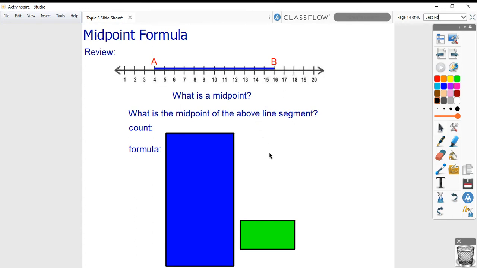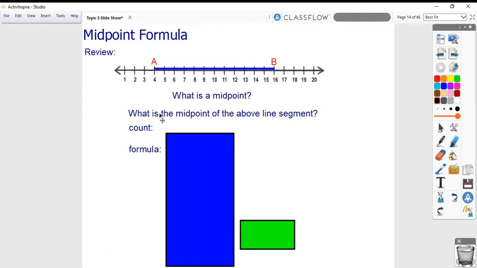So let's look first at stuff that we have seen before. This is finding a midpoint of a line segment that's just laid out on a number line. And we've done this before, I believe pretty close to the beginning of the year when we first started talking about line segments. Okay, a midpoint. Midpoint is very self-explanatory. The midpoint is the middle of the line segment.